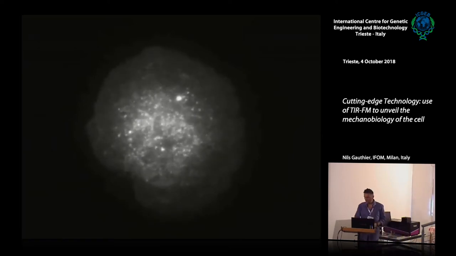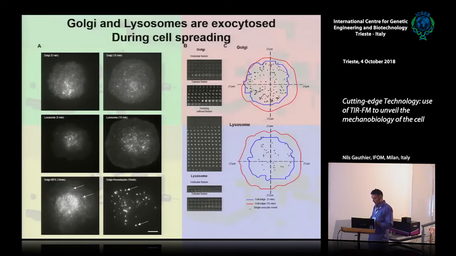Then you can quantify that, you can do a lot of stuff. For example, here we quantify, we have several drugs and so on. And then we show that Golgi and lysosome were the two main compartments that are exocytosed during this process of large expansion. And indeed, they are the two compartments that also participate in membrane repair, for example. The lysosomal compartment has been shown, and as Kumar said yesterday, Golgi also can participate in that.